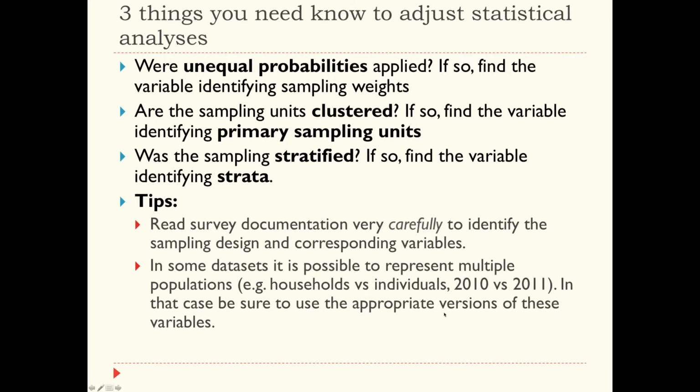Another issue that comes up is with time. Again, with the Russian Longitudinal Monitoring Survey, some of you may have come across this, they have both cross-sections and panels. A cross-section means you interview a population. It's just a representation of a population at one point in time. They also track people over time.